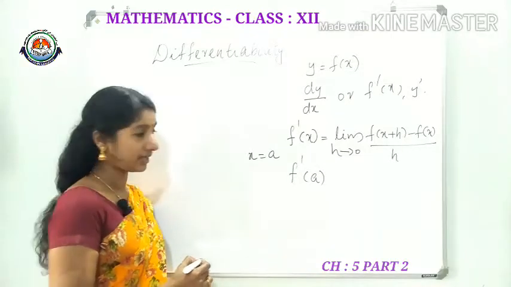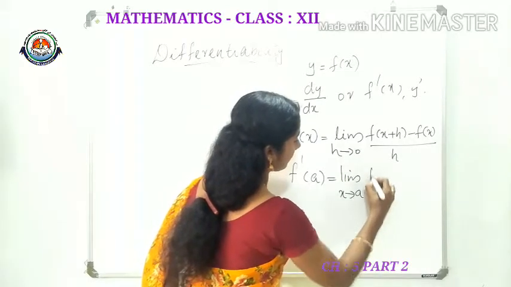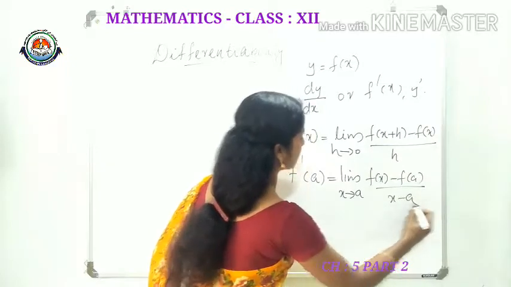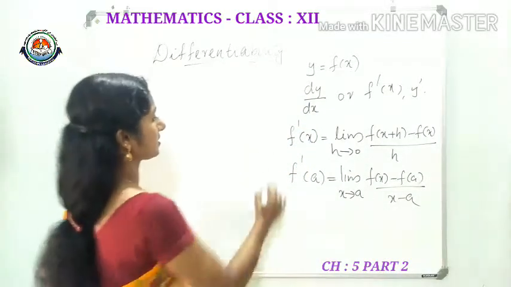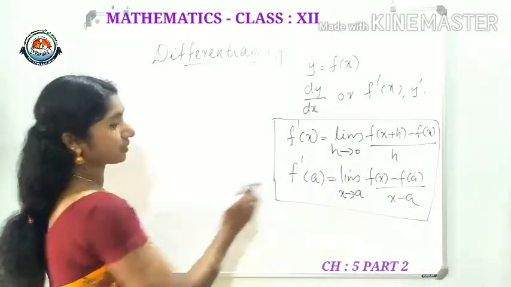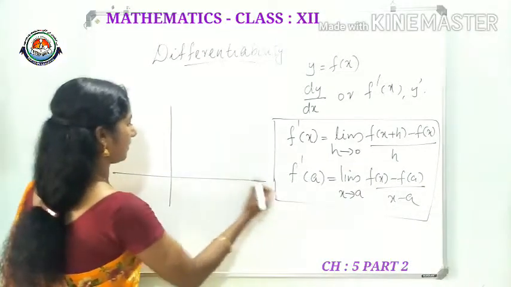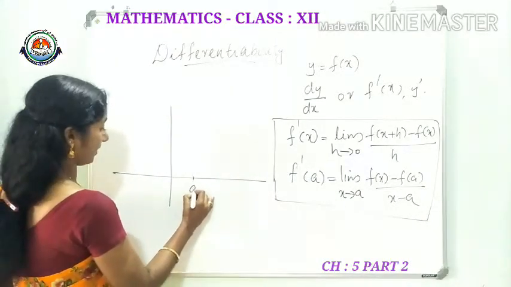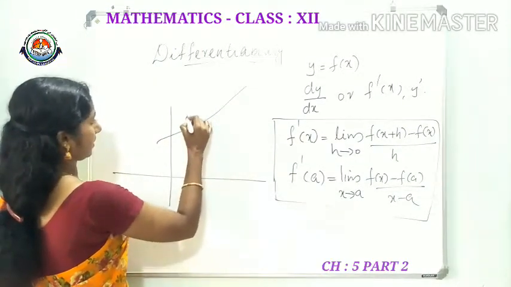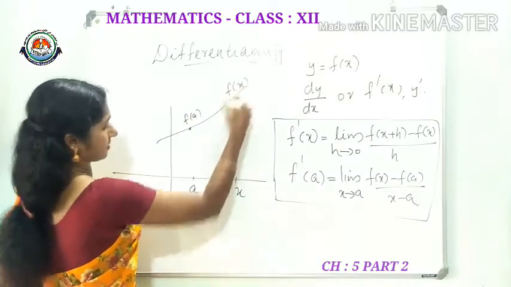It means f dash of a, that is equal to limit x tends to a, f of x minus f of a divided by x minus a. So, this is the definition for f dash of x. This is for any point, this is for a particular point x equal to a. What was its geometrical meaning? One point a, and here the graph is coming, f of a, x, f of x.